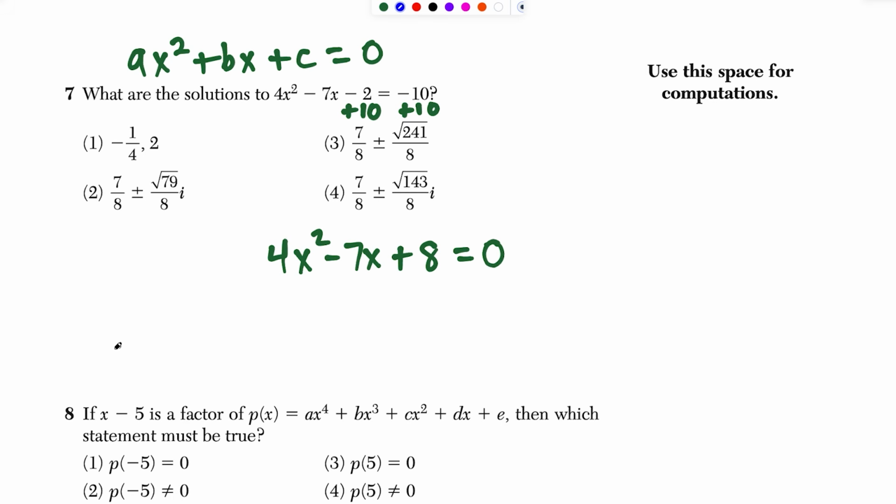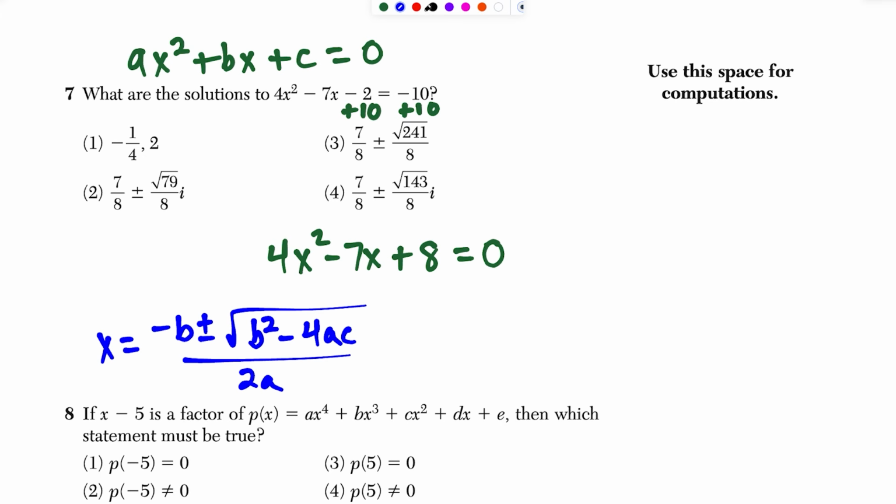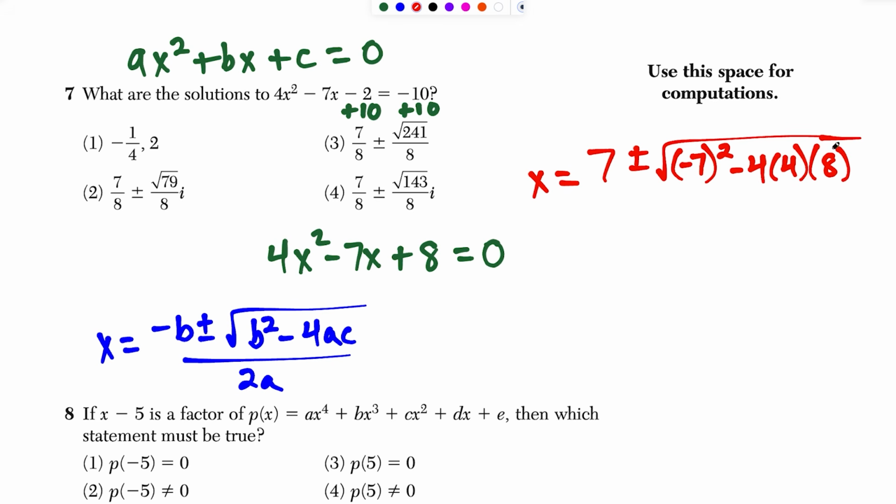So now we could use the quadratic formula, which is x equals negative b plus or minus the square root of b squared minus 4ac, and this is all over 2a. So now we could plug right into this formula here. We're going to have x equals, and negative b is going to give us positive 7, and then we have plus or minus the square root of, in parentheses, negative 7 squared, and then minus 4 times 8. And this is all over 2 times a, and a is equal to 4. Just know that if you are typing this part in the calculator, please make sure that you put the negative 7 in parentheses. Otherwise, the calculator is going to give you something different.